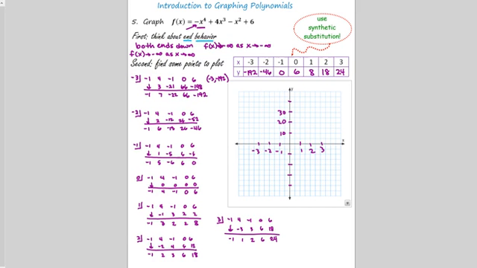So for negative 3, negative 192, I decided to make my y scale not go quite that far, so I'm just going to make that point way down here. It's kind of off grid, I'll say. Negative 2, negative 46, something like that. Negative 1, 0, 0, 6, 1, 8, 2, 18, 3, 24.